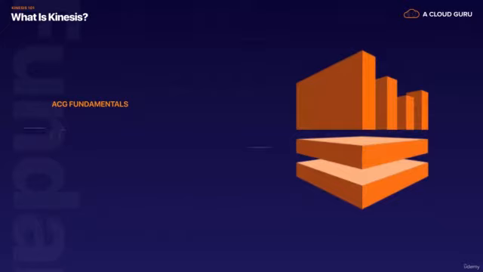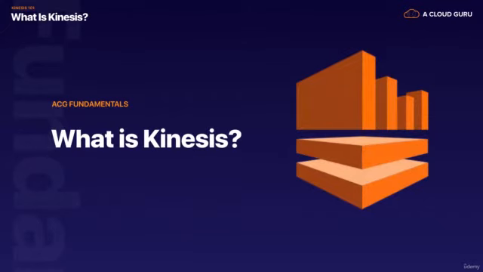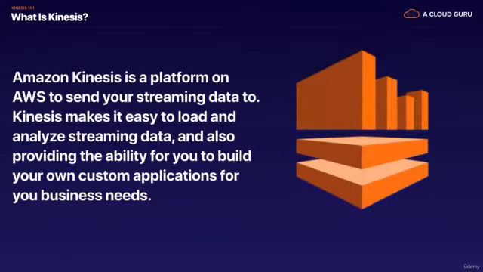So now that you know what streaming data is, well, what is Kinesis? Kinesis is a platform on AWS to send your streaming data to. That's all it is. It's a place to send all your streaming data to. And Kinesis makes it easy to load and analyze streaming data, and also provides the ability for you to build your own custom applications for your business needs.